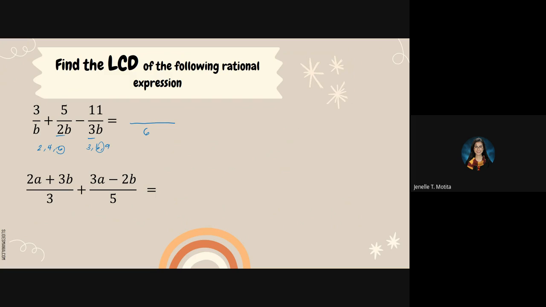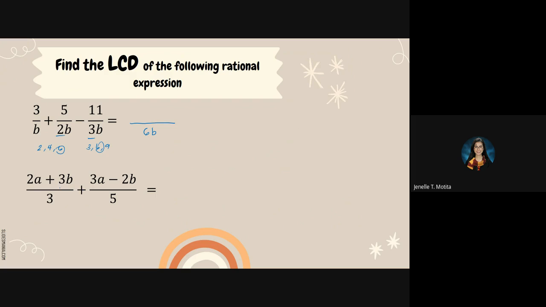For the variable, no need to compute, just get the highest exponent of your variable. For this, you got b, and the highest exponent is 1. And since they're the same, you got 6b, and that is already your LCD.